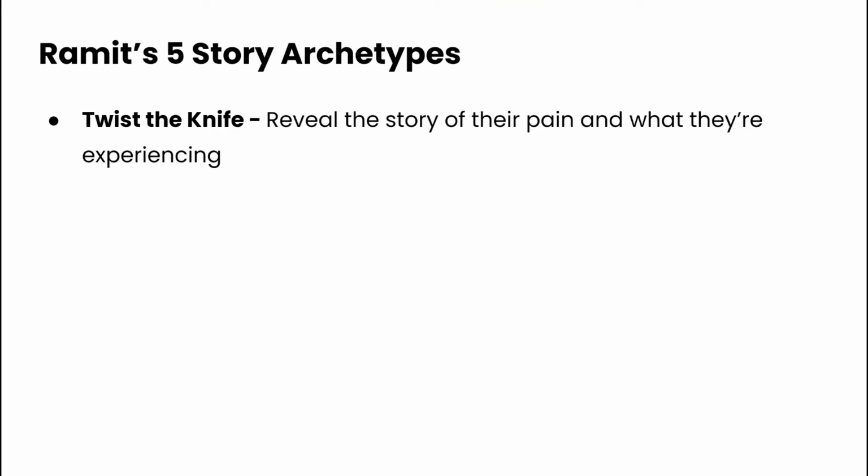The first one is the twist the knife. This is where you're going to reveal the story of their pain and what they're experiencing, but tell it in a story. It can be fictional, or it can be from your past experience, and you're just explaining it from the eyes of the listener or the reader. But the goal here is to really dig into the pain and make it relatable.